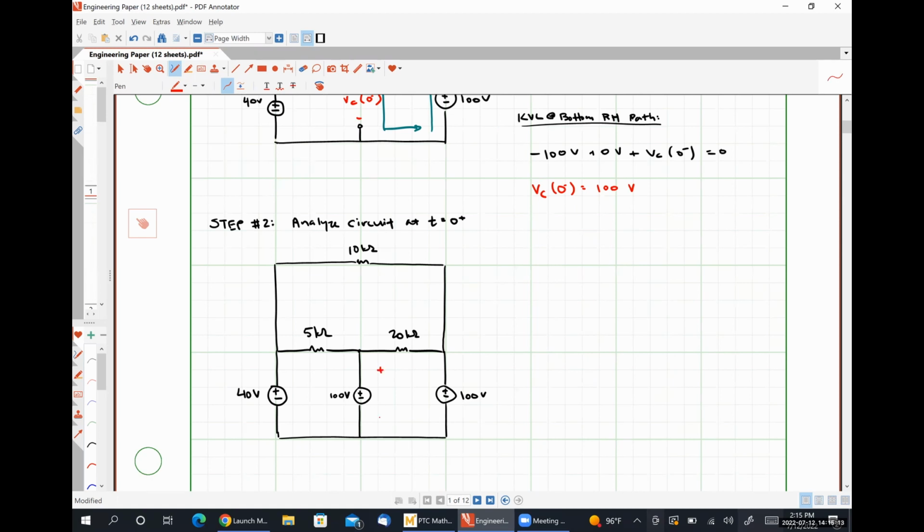So this represents our capacitor voltage at t is equal to 0 plus, and we know that VC at 0 plus must equal VC at 0 minus, which was 100 volts. And our goal now is to determine this current I at 0 plus. Does anybody have any suggestions?